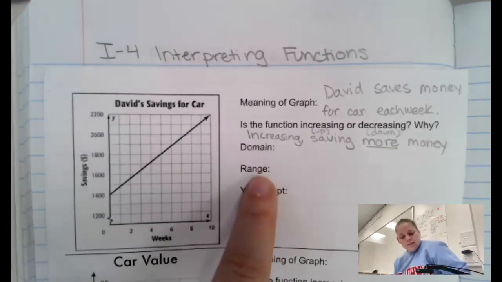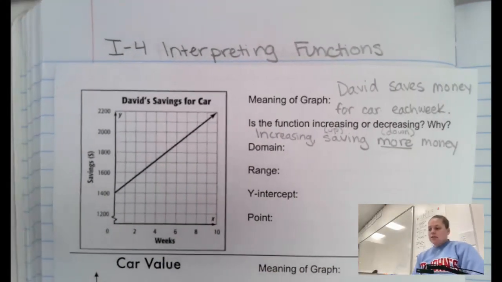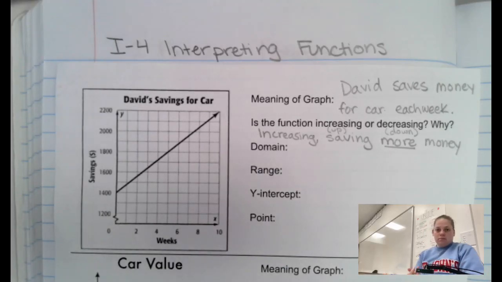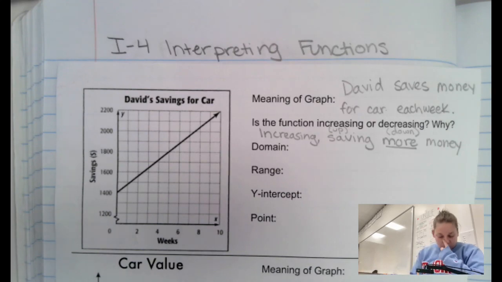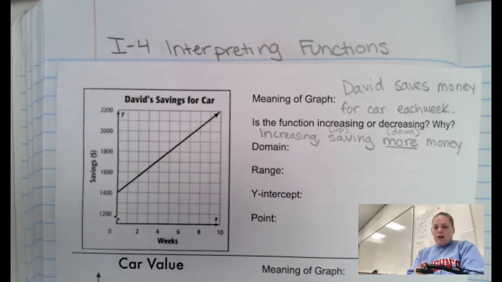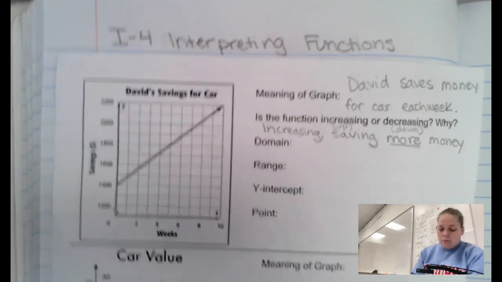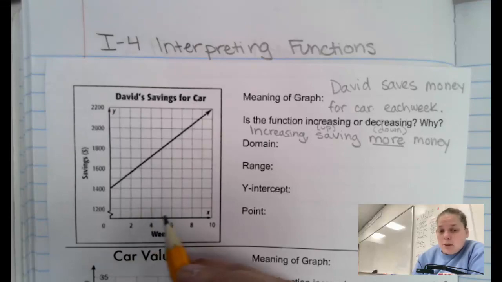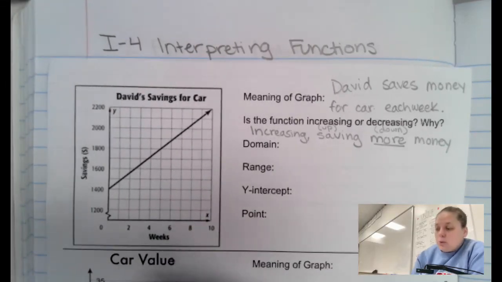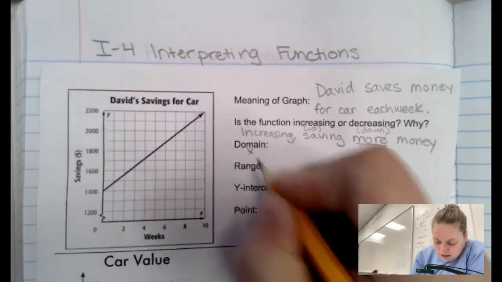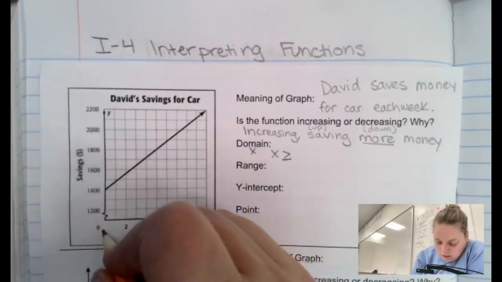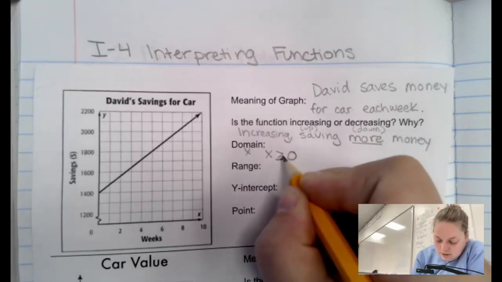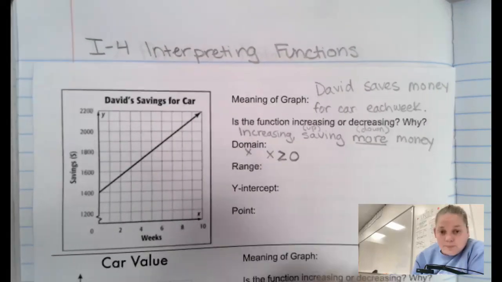Alright, then we have our domain. Our domain is our x-axis. So at some point, David had to make a decision to save for a car. Okay, so when he made this decision to save for a car, he didn't save for it before. He's now going to start saving. So our domain is our x's, and he's going to keep saving up until the point he can afford that car. So we're going to say our x, because the domain is our x's, is greater than or equal to 0, because at some point he started saving at week 0. He made the decision.